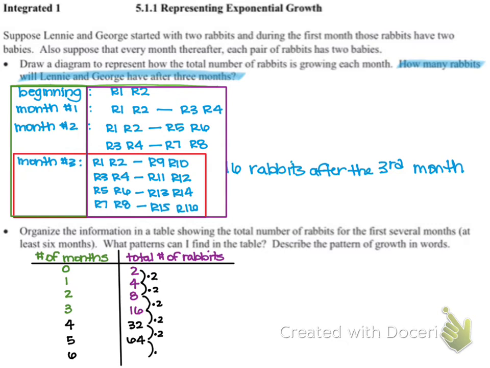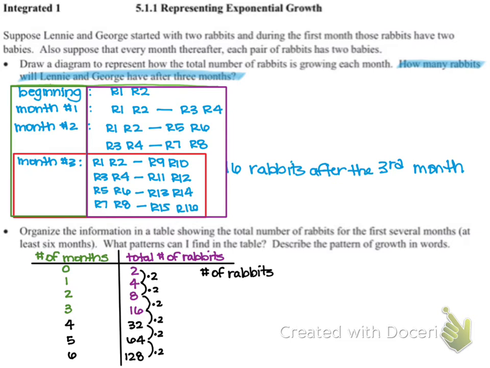Keep multiplying by 2. I think that's going to give us 128. Holy smokes. Okay, lots of rabbits. What is the pattern in the table? Well, it looks like the number of rabbits is doubling each month.